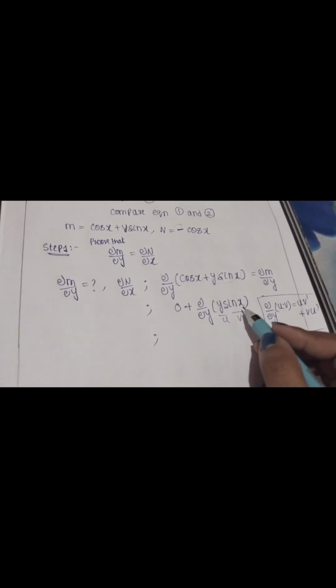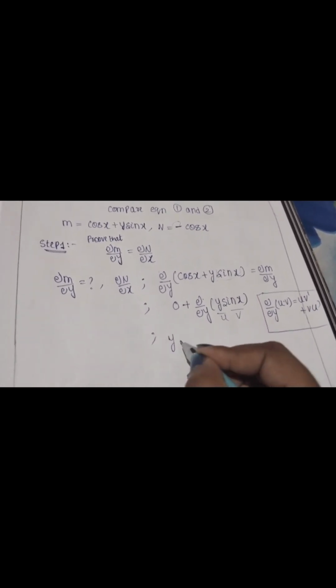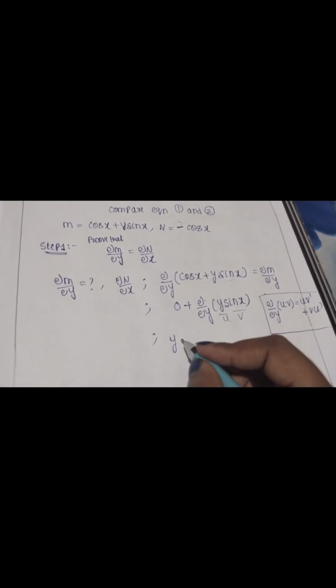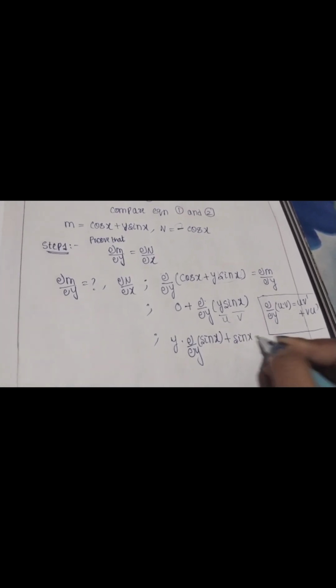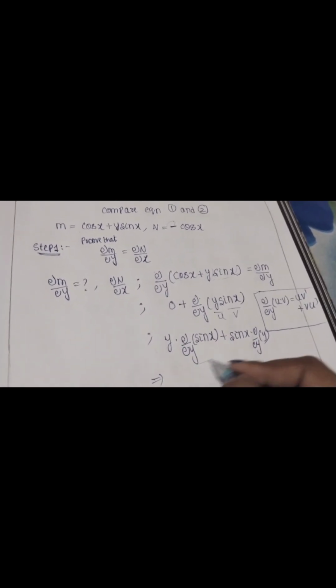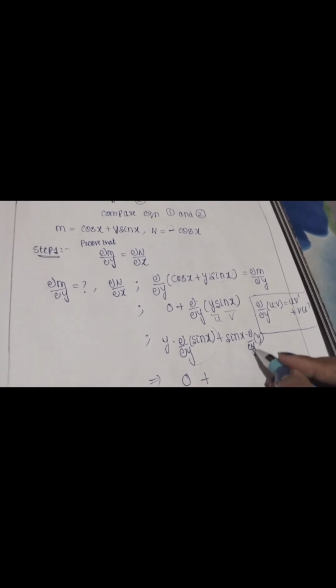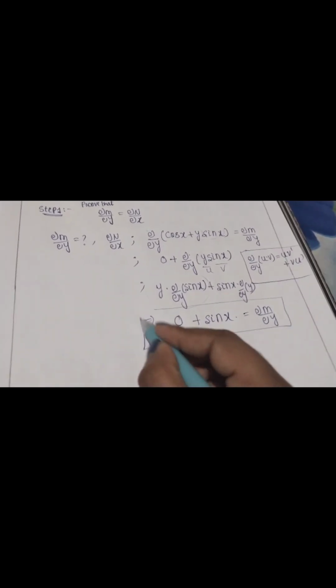Now u into v dash, that is 0. So I will let you make clarity: u into dou by dou y of sin x, which leads to 0, plus dou by dou y of y, which is 1, that is sin x. So here the dou M by dou y value is this thing. So let's put a box here.